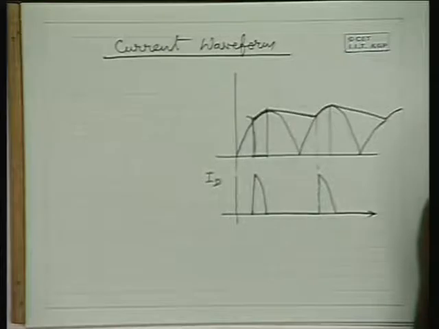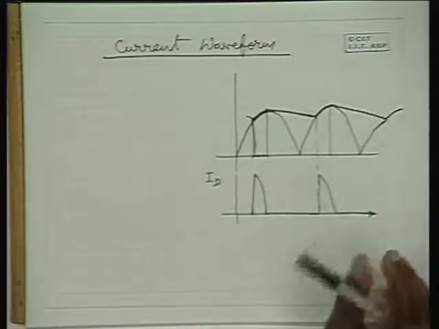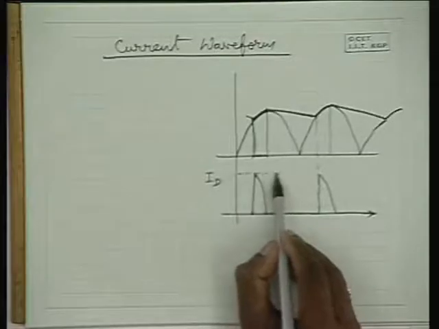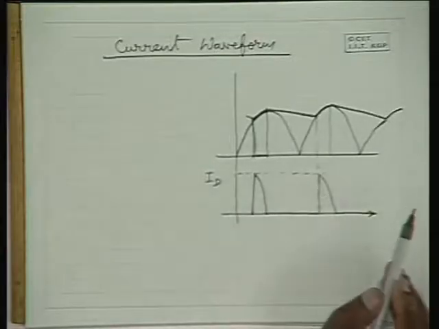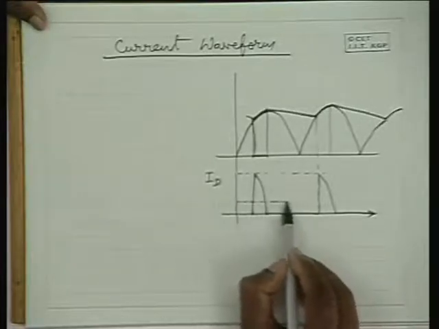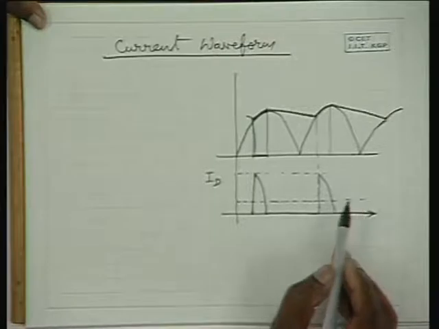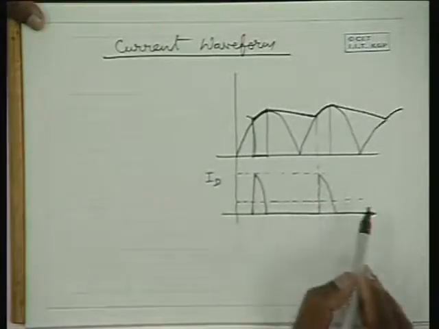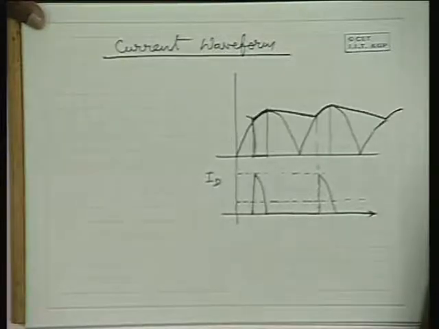So, when you design the circuit, you have to select a particular diode for the rectification application. While selecting the diode, you have to take care of this aspect. The diode should be able to sustain a peak current of this much. If you find out the average value, it may be something of this type. So, the diode must be able to withstand this kind of peak current and this kind of average current.